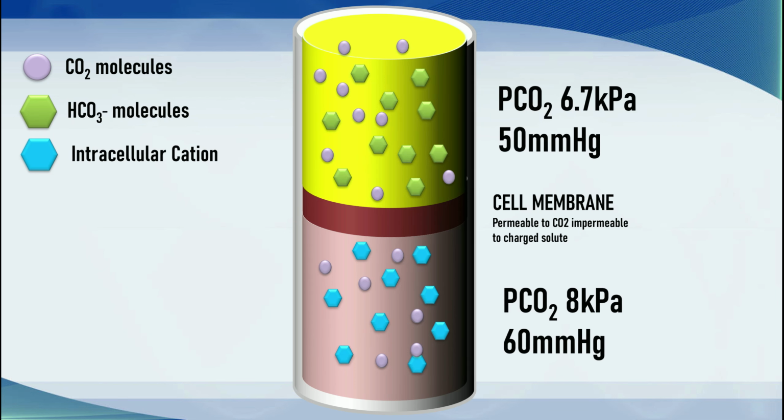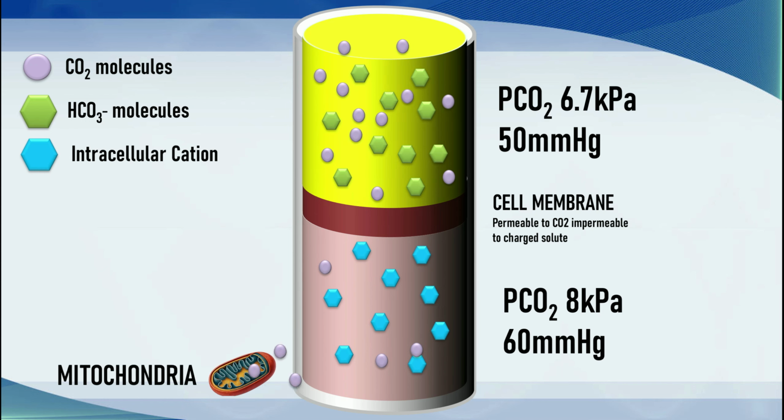Now the carbon dioxide tension in the intracellular compartment is 8 kilopascals or 60 millimeters of mercury. In the interstitial compartment, it's 6.7 kilopascals or 50 millimeters of mercury. So there is a partial pressure gradient between the intracellular and extracellular space. And as a consequence, carbon dioxide diffuses across the cell membrane until the pressures are equal. But they are never equal, as mitochondria continuously produce carbon dioxide and the venous capillaries continuously clear carbon dioxide.